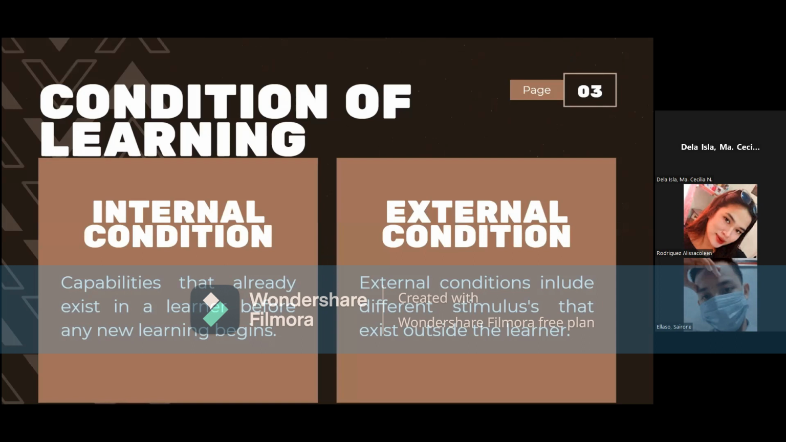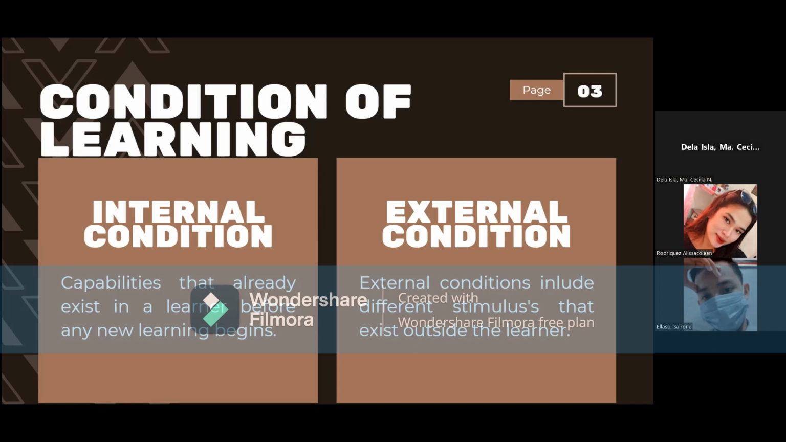So here are the conditions of learning, which are the internal condition and the external condition. Robert Gagne classified the conditions of learning into the internal conditions and the external conditions. The internal condition is the capabilities that already exist in a learner before any new learning begins. These are the mental or cognitive processes that a learner engages in during the learning process.